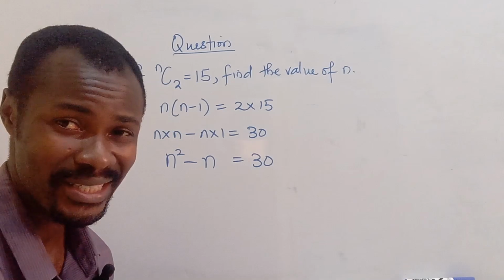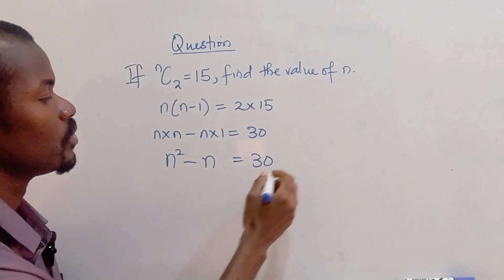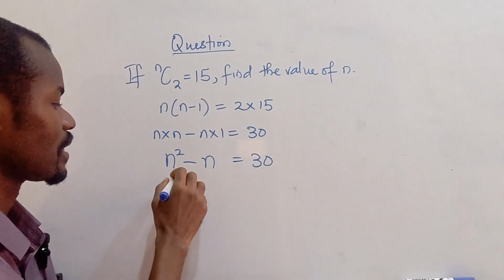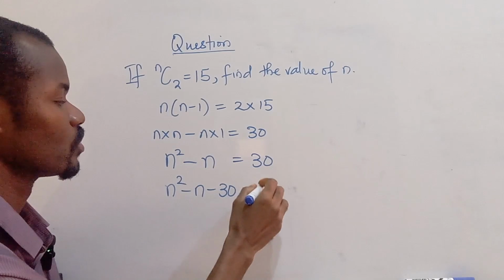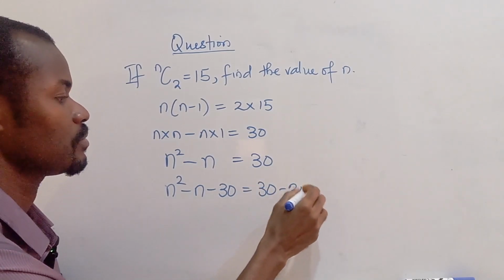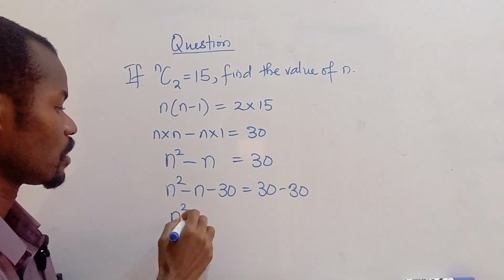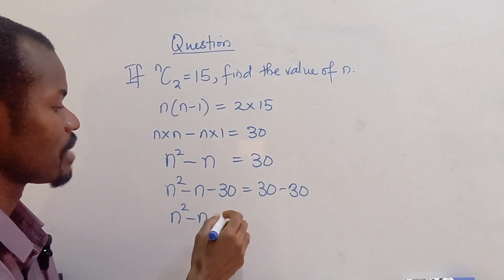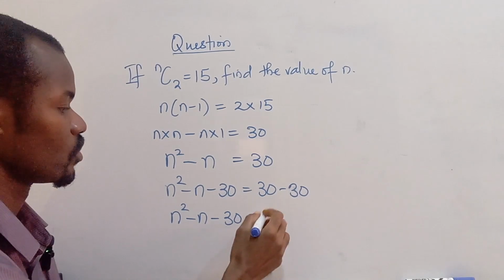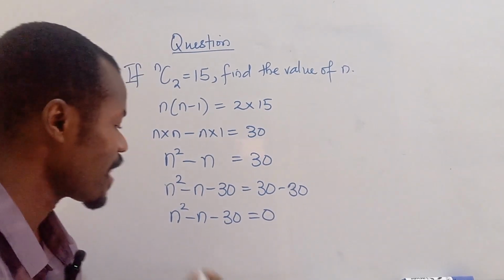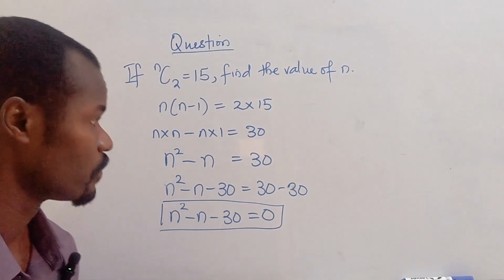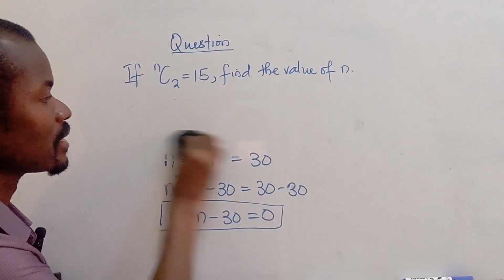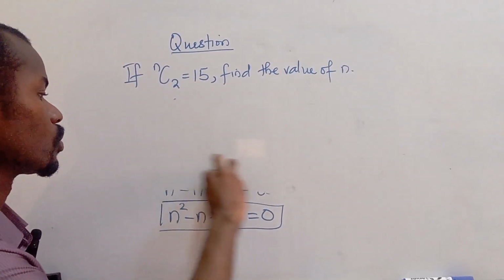All I need to do is subtract 30 from both sides. So n squared minus n minus 30 is equal to 30 minus 30. That gives us n squared minus n minus 30 is equal to 0. With this, we have a quadratic equation to solve. Now let's solve the quadratic equation in 1 or 2 steps.